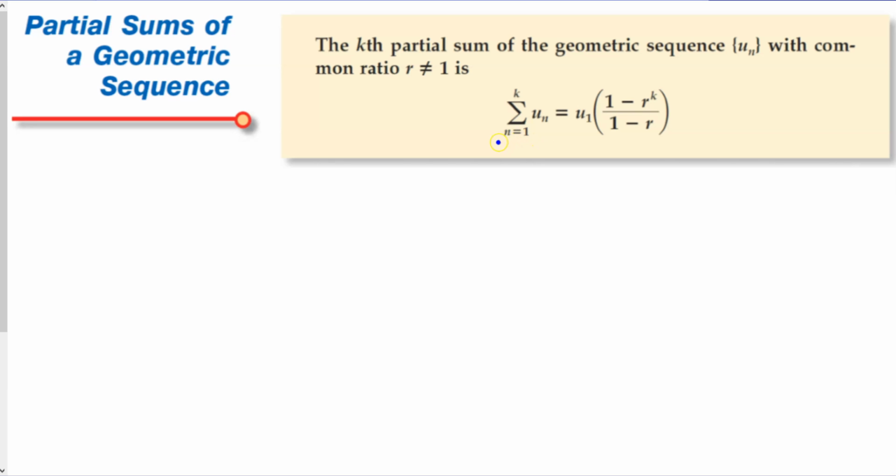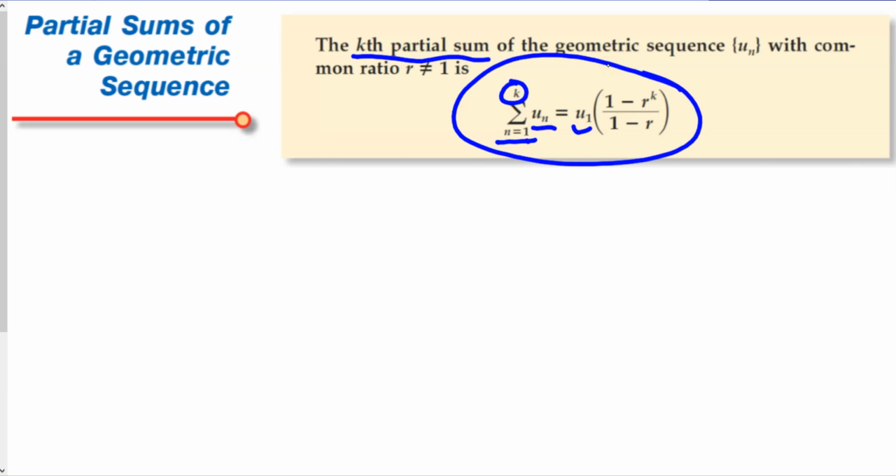So just like the other one, you're finding the sum of a sequence from 1 to the kth term. That's why it's the kth partial sum. To do that, you find the S_k that's equal to the first term multiplied by 1 minus the ratio to the kth power, divided by 1 minus the ratio. So that's the formula.